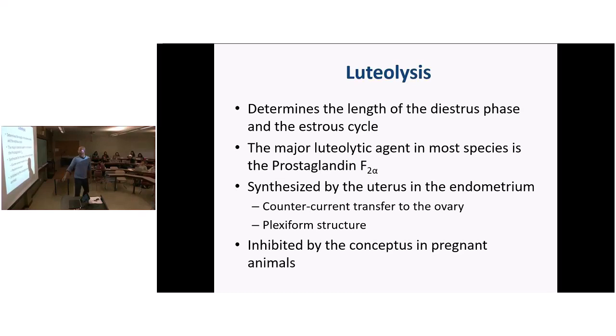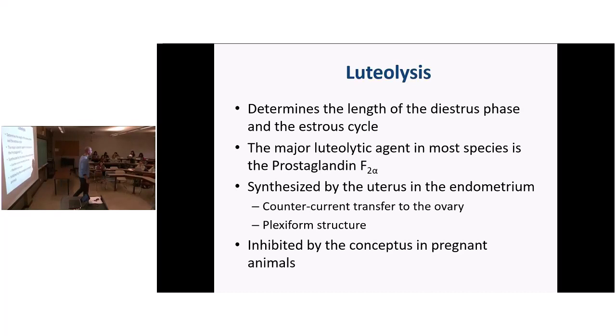It's the major luteolytic agent in most domestic species. It's funny because most species have different strategies to block this. Every embryo from a different species synthesizes some molecule that blocks prostaglandin synthesis or diverts it in different ways. But prostaglandin F2 alpha tends to be the major luteolytic molecule for all these domestic species that we normally talk about.